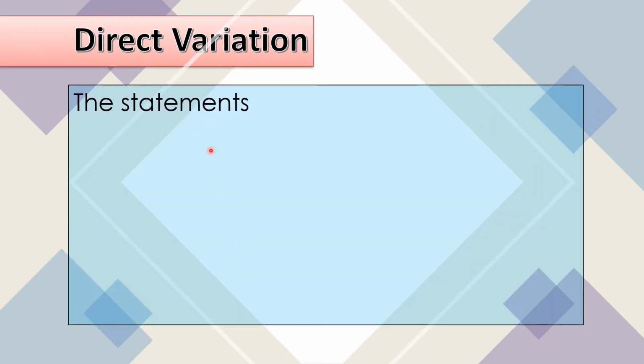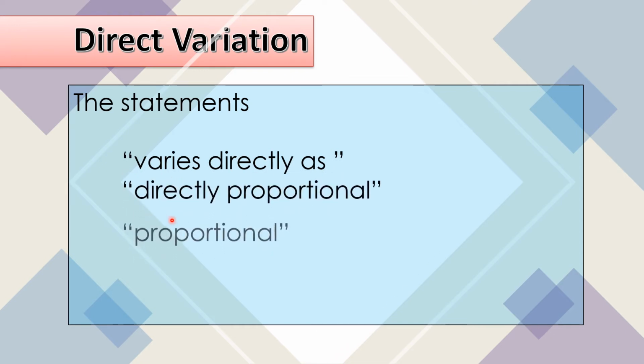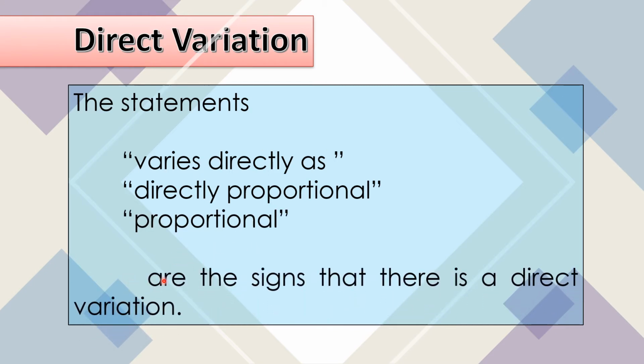So yan, the statements varies, directly proportional, or proportional. These are the signs that there is a direct variation. Kapag nabasa nyo yung varies, directly proportional, or proportional, siya ay sign na siya ay direct variation.